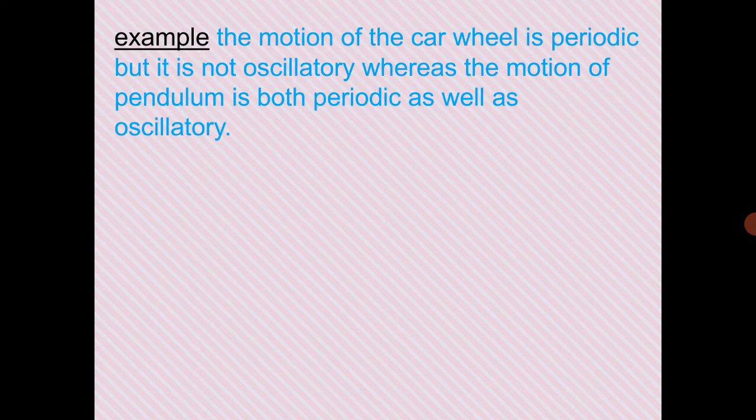For example, the motion of a car wheel is periodic because it is repeated at regular intervals of time, but it is not oscillatory motion. Whereas the motion of a pendulum attached to some support is oscillatory motion, and it is also periodic motion because it is repeated at regular intervals of time. So every oscillatory motion here is periodic, but not every periodic motion is oscillatory.